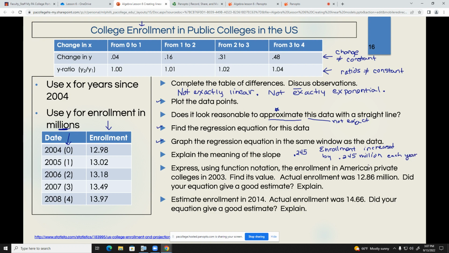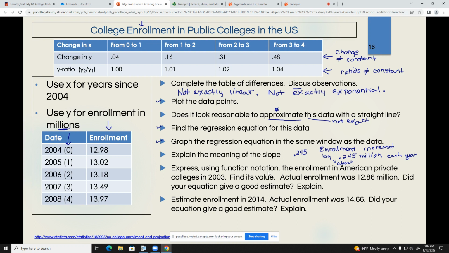Now, because our line just approximated it, I might want to put that word in my sentence. So enrollment increased by about 0.245 million, because it definitely is not exact. It did not have a constant rate of change. And so putting a word in there to express that it's not exactly right on can be helpful.